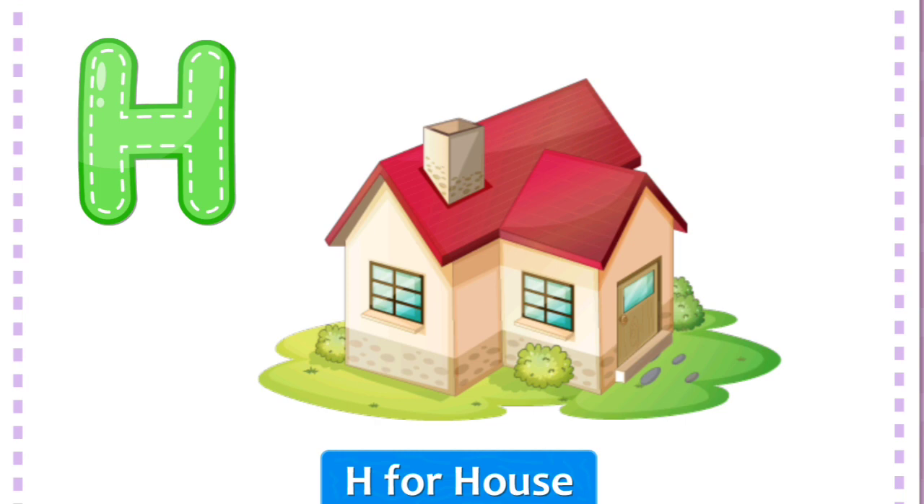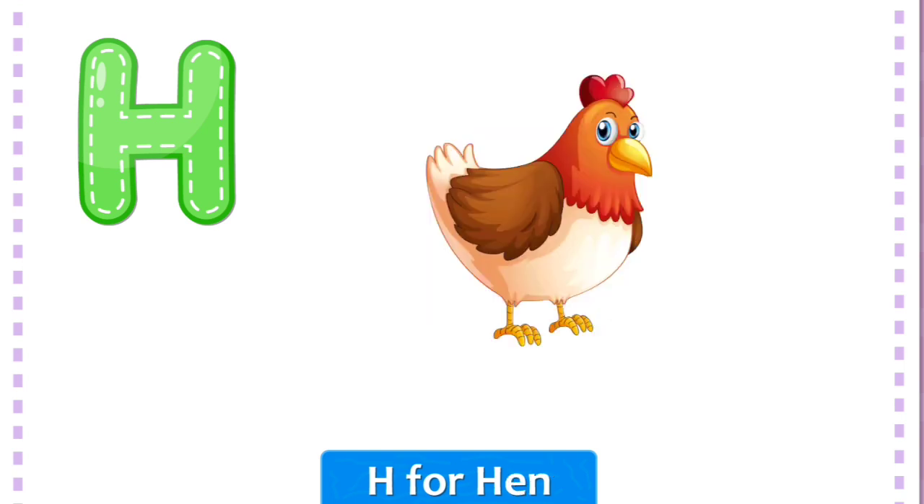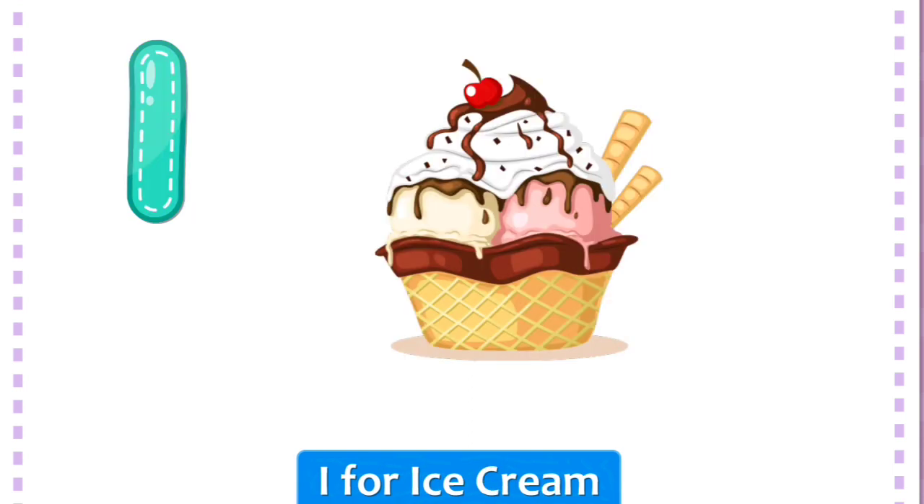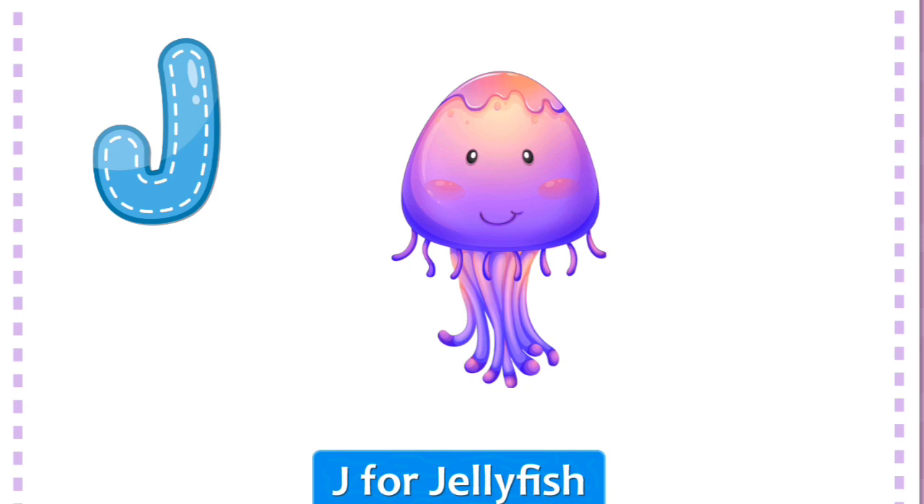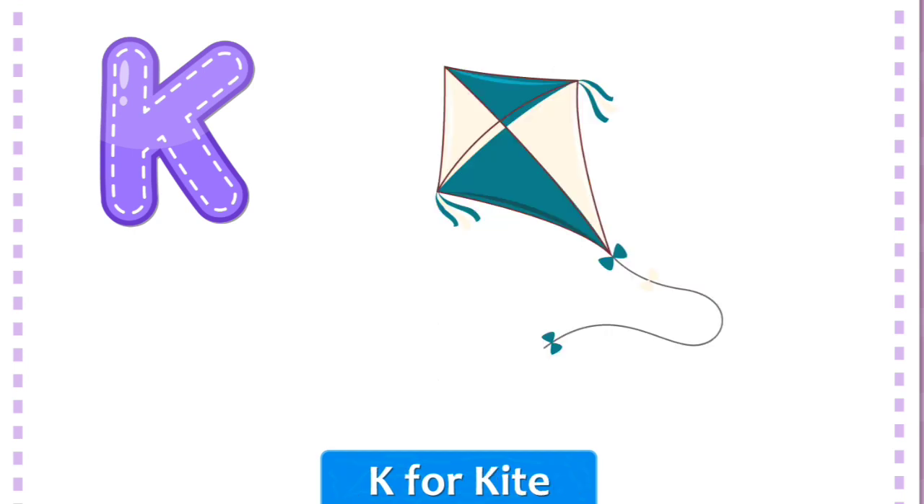H for house. H for hat. H for hen. I for ice cream. J for jellyfish. K for kangaroo. K for kite.